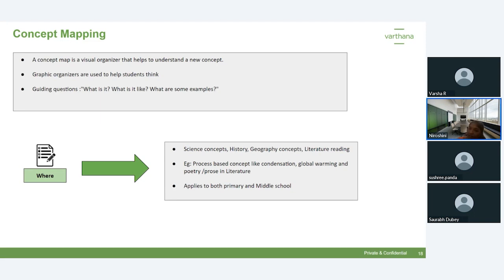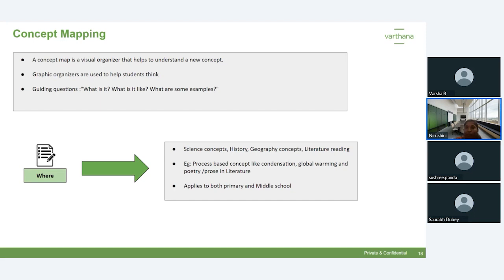Some of the examples that I have given here would be a condensation cycle or a global warming method. We could easily draw that into a diagram and think, this is what comes after this, and then we can lay out the points just below that. Likewise, this concept mapping can be used for both primary and middle school.